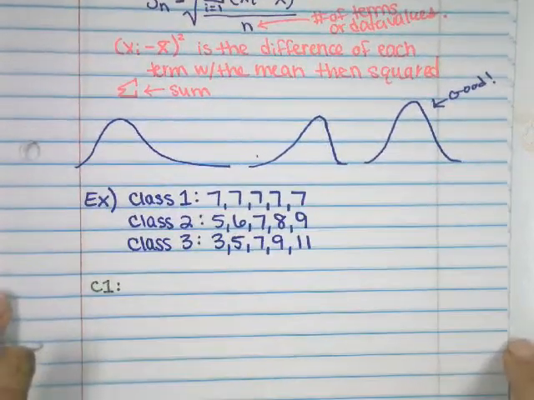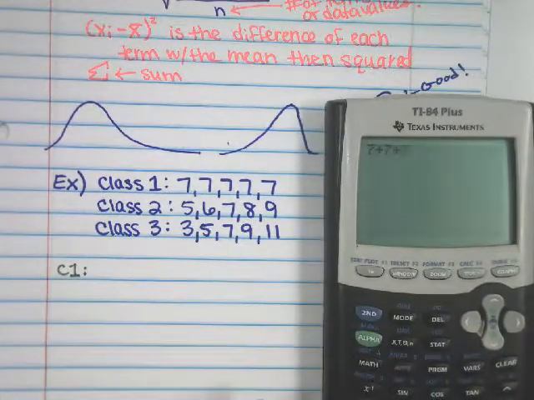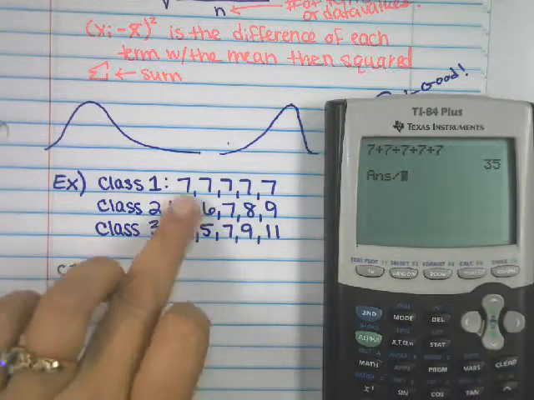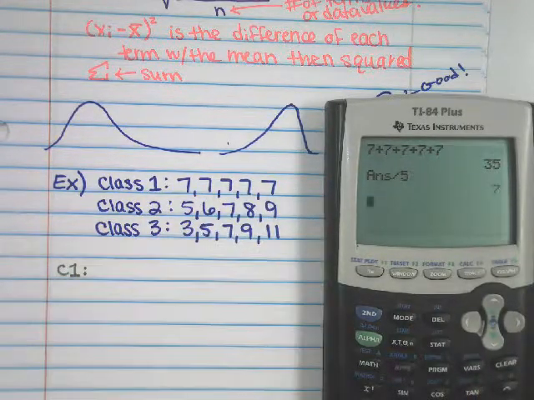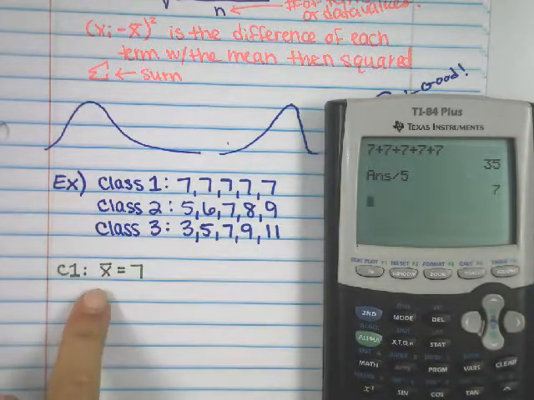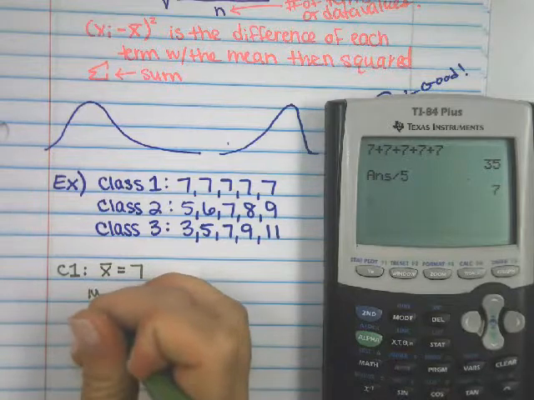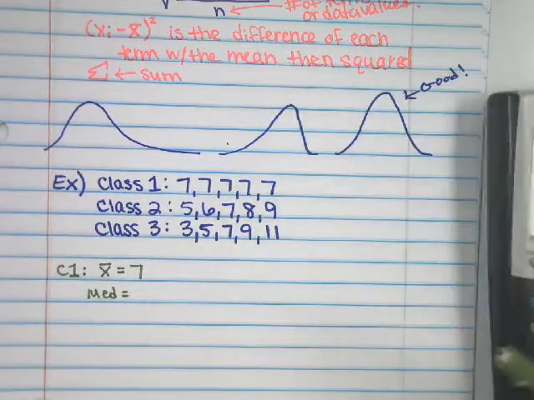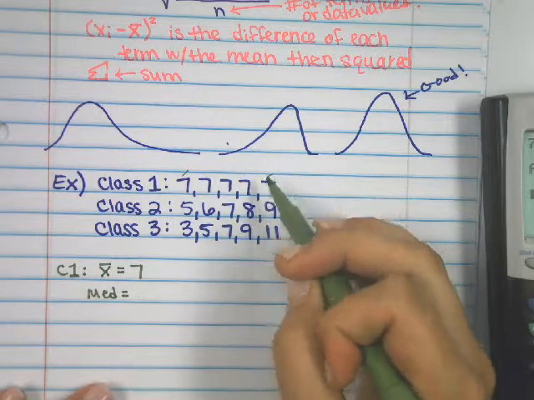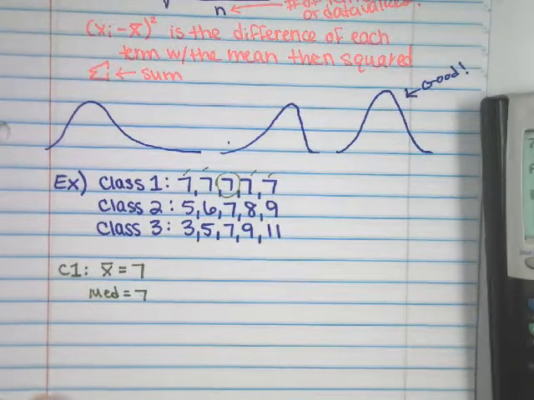So class 1, our mean. Remember how to do the mean: you add up your data values. So we add up 7 plus 7 plus 7, there's 5 of them, and divide by the 5 students who took the test. That gives 7. So for class 1, our mean is 7. X bar is a way of describing the mean. Our median is our middle number. We'd go through and mark off low to high, and our median is the middle value. So our median is 7.